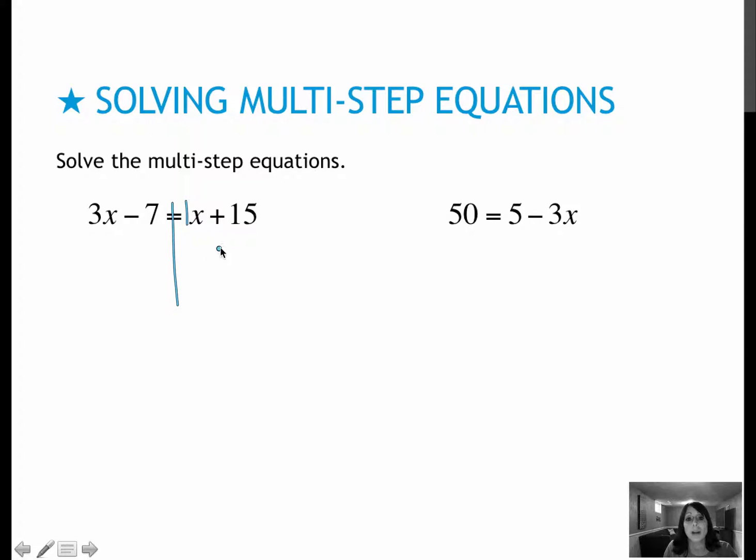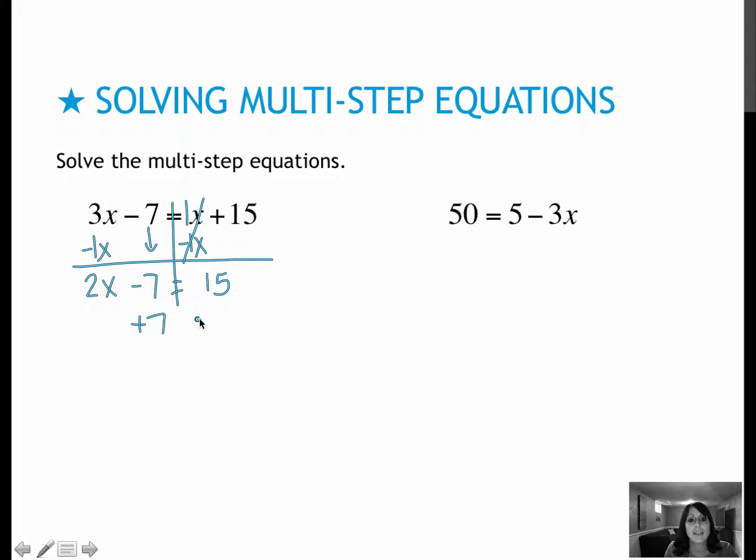I like to deal with positive values, so I'm going to choose to subtract 1x from each side, because I know if I subtract 1x from 3x, I end up with a positive 2x, and I don't have to deal with negative values. Bring down the minus 7. 1x and minus 1x are opposites. They cancel out, and then I get 15.